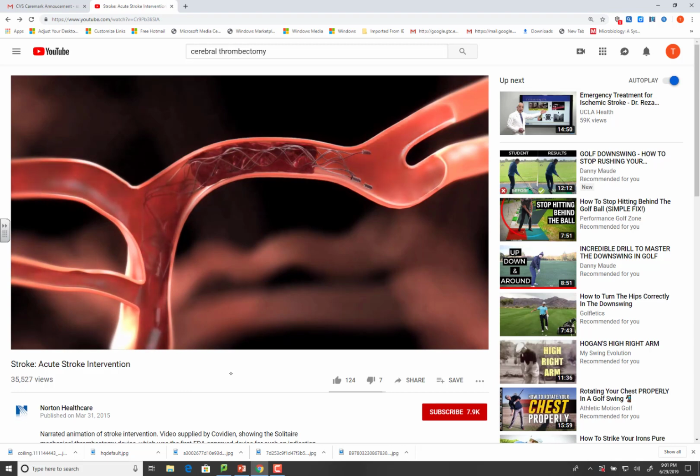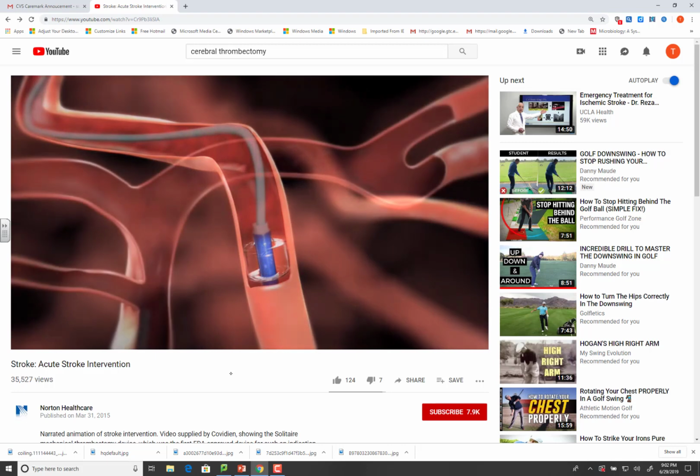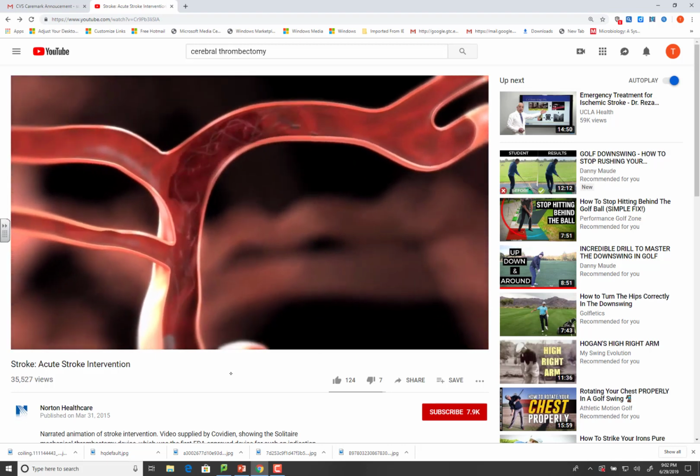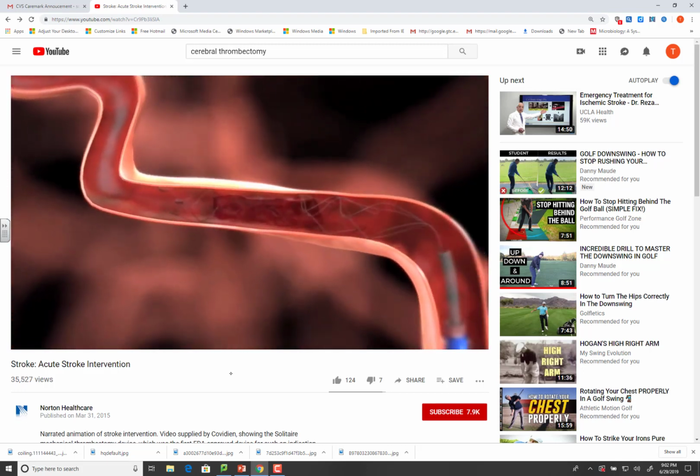It unravels and produces this little springy action. And then what they'll do is temporarily cut off blood flow to that artery, so that you don't have blood flowing through that artery. Otherwise, if part of that clot dislodges, now you've got the same problem. So you're going to cut off blood flow through that artery, and then you're going to slowly remove the clot.